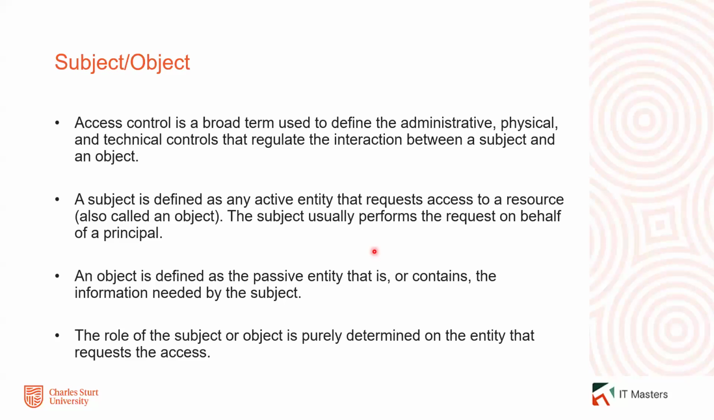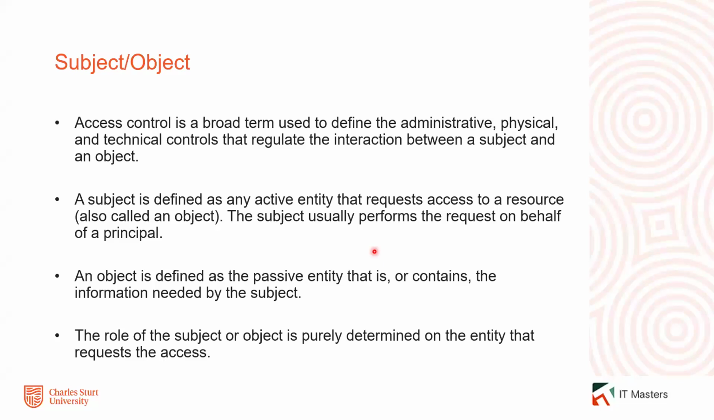The object is typically a passive entity in the context of this communication, that contains some sort of information or data or something that is requested or required by the subject. The role of the subject or the object is purely dependent on the entity that requests the access. So a server can act as an object or a subject, depending on what part it's playing in the communications. Is it requesting or is it sending? Then it could be one or the other.